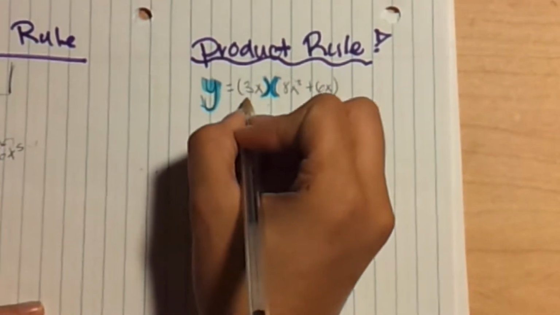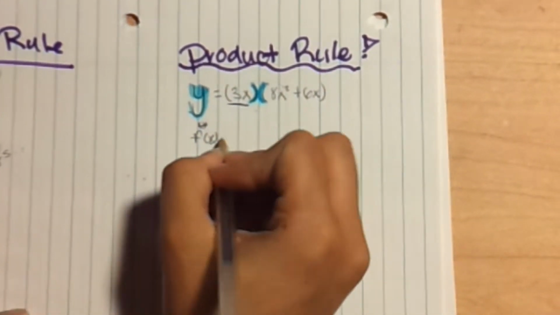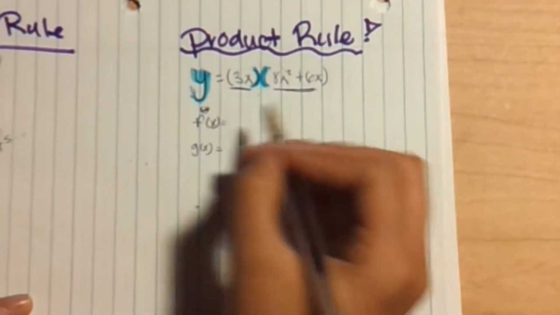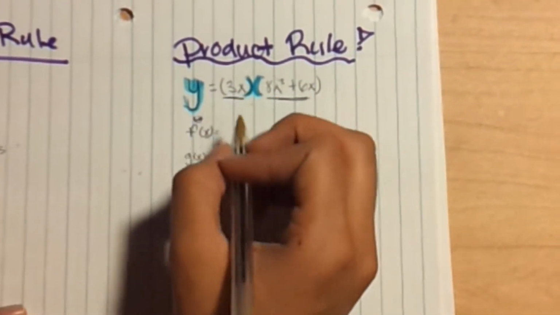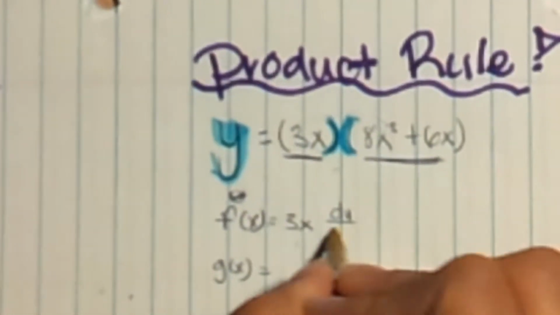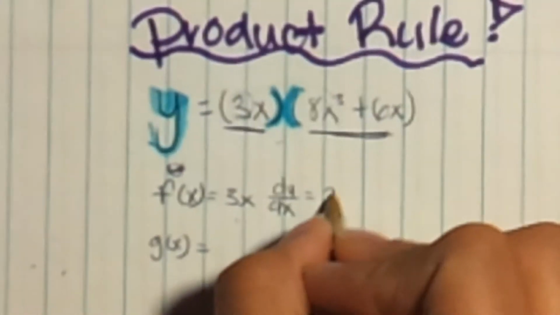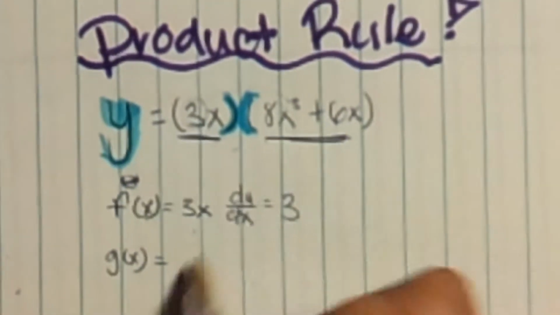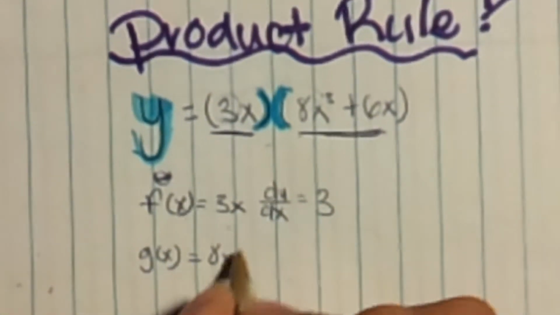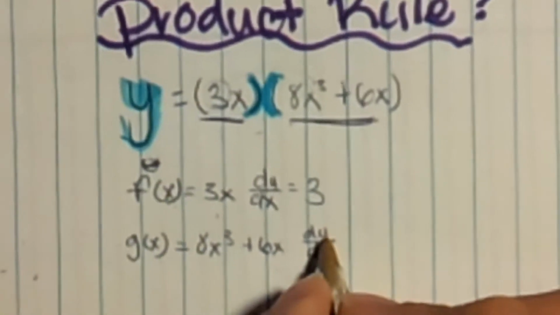So here's what we do in calculus. First I'm going to take this function and call it f of x, and this other one I'm going to call g of x. For f of x, I'm going to take the derivative. The function is 3x, and the derivative, if you remember the power rule, is just going to be 3. I'm going to do the same thing for g of x. So let's get the derivative of 8x cubed plus 6x.